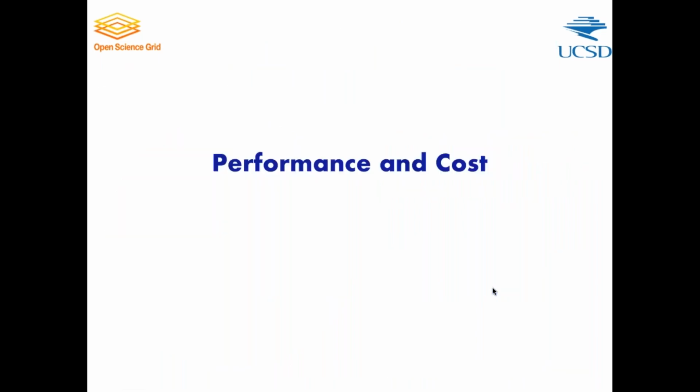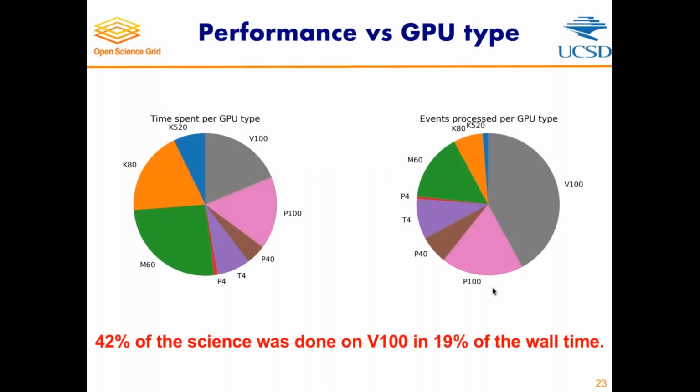I want to talk a little bit about performance and costs, and I will also introduce in the process the second cloud run and talk a little bit about that. The performance is shown in this plot, where I'm showing you 2 pie charts. The pie chart on the left is time spent per GPU type, and the pie chart on the right is events processed per GPU type.